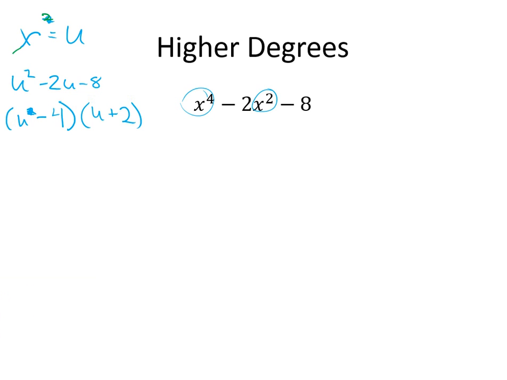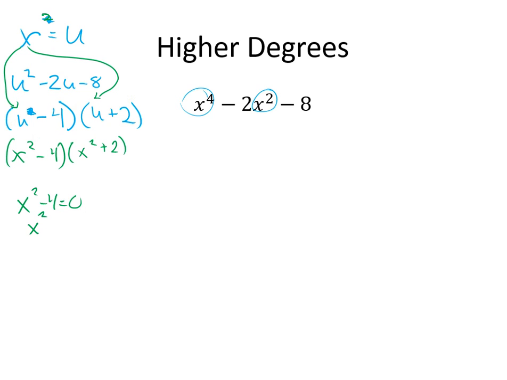So now this x squared has to be plugged back in for the u's. So our answers would be x squared minus 4 and x squared plus 2. Those would be our two factors. Now we want to set each of those equal to 0. x squared minus 4 is equal to 0, getting us x squared is equal to 4, which means x is equal to plus or minus 2, my bad, because you take the square root of both sides. So there's one solution, and then the other solution we'll do in purple.